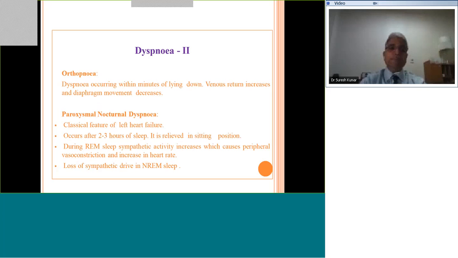Why does this happen? During the REM phase of sleep, the increased sympathetic activity would cause peripheral vasoconstriction and tachycardia, which adversely affects a failing heart. And in NREM sleep, the withdrawal of the sympathetic support could also be deleterious to the patient.